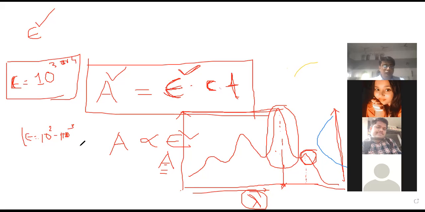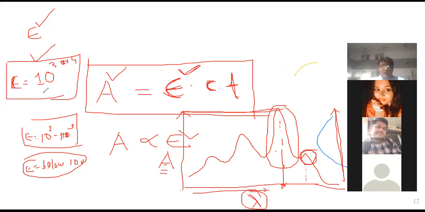So these are medium intense peaks, and below 100 and 10 to the power of 2, if the epsilon value is there, then those are less intense peaks. So these more intense peaks, which have more value of epsilon, result from allowed transitions, and these less intense peaks, which have low value of epsilon, result from forbidden transitions.